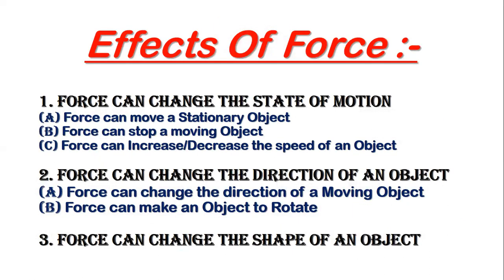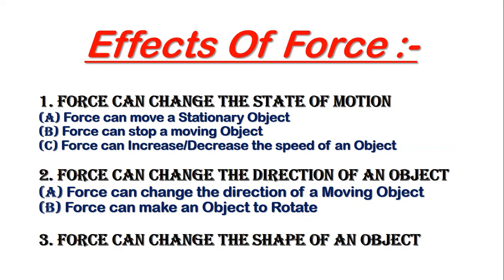Basically there are three effects of force. Number one, force can change the state of motion. An example of this is force can move a stationary object, like when we apply force to a box, it starts moving. Second, force can stop a moving object, like when we stop pedaling a cycle, then the cycle automatically stops. And third, force can increase or decrease the speed of an object. Same example, when we pedal or when we apply brakes on a cycle.